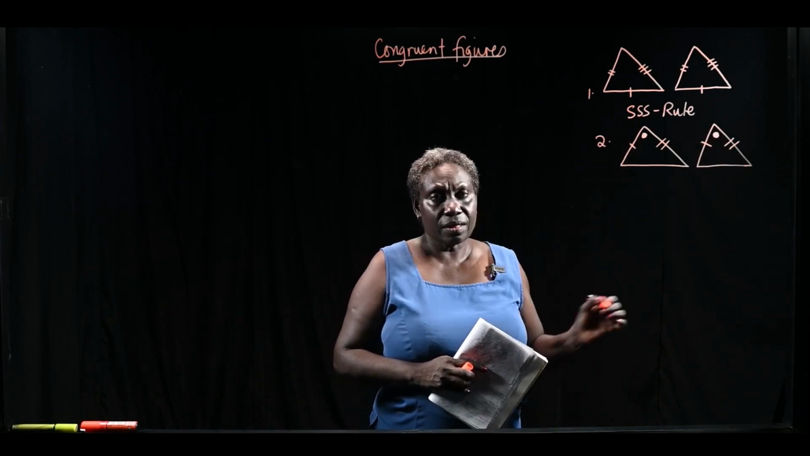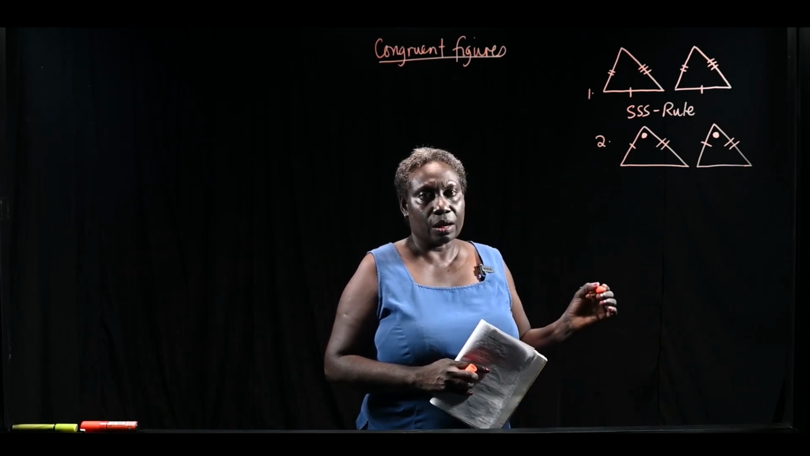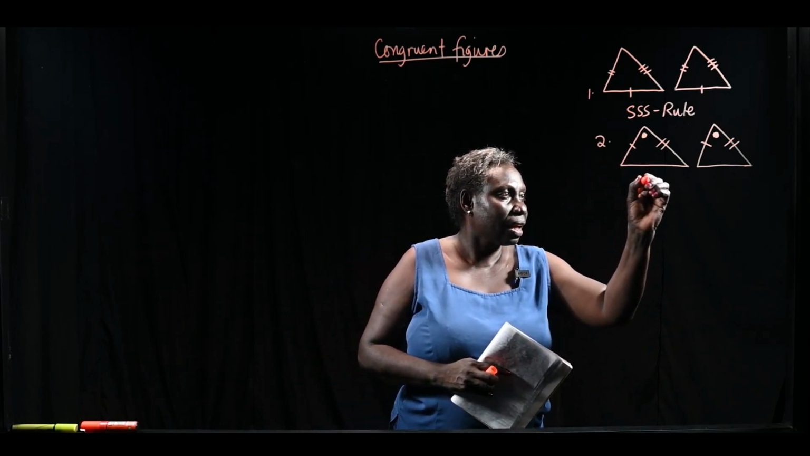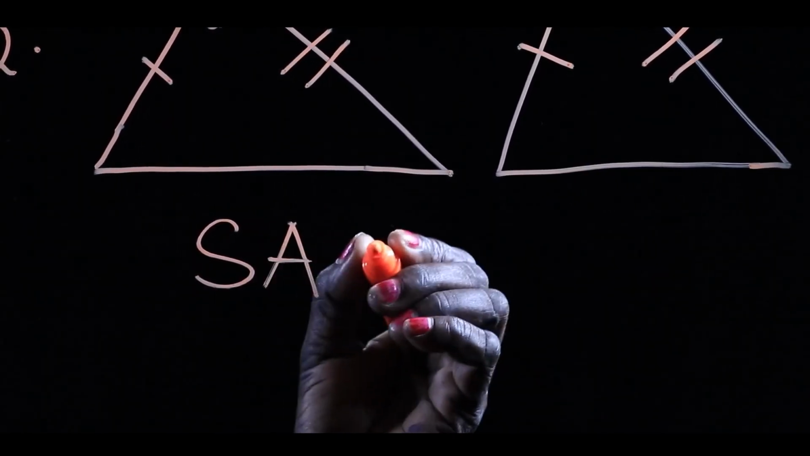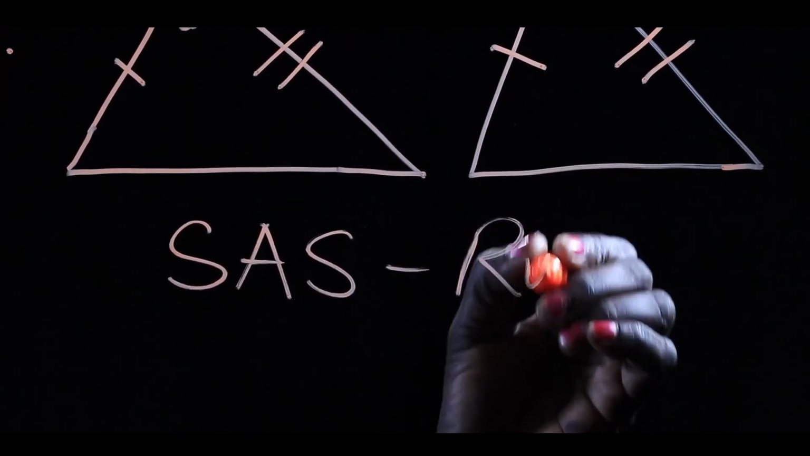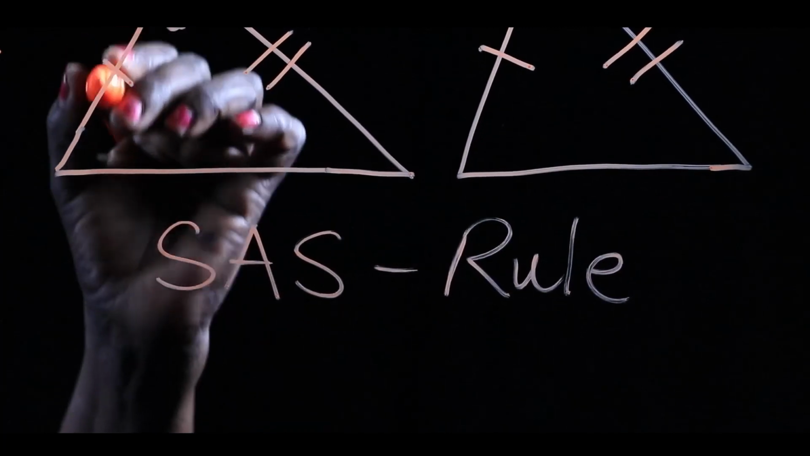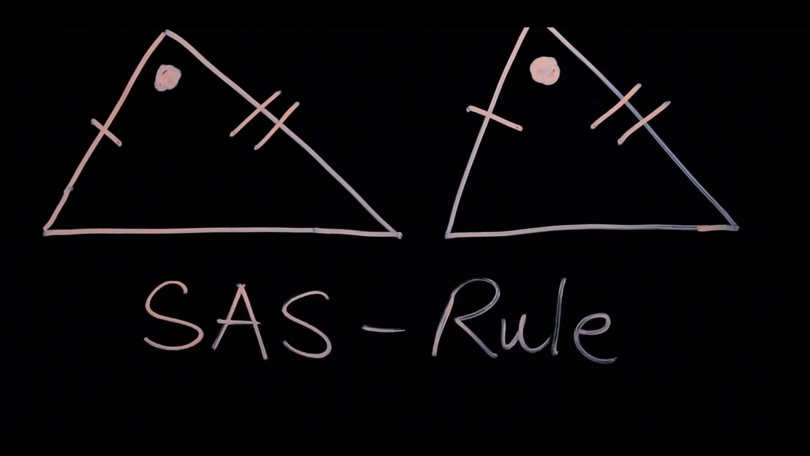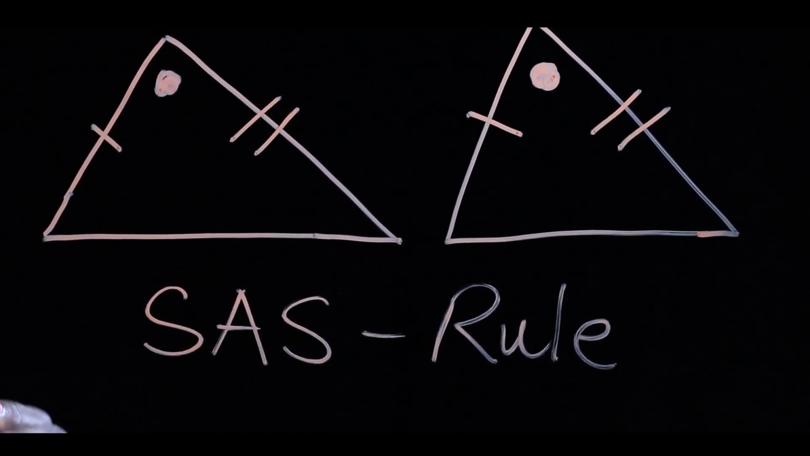So to identify that these two triangles are congruent, we use the rule SAS, which means that two corresponding sides and the included angle are equal.